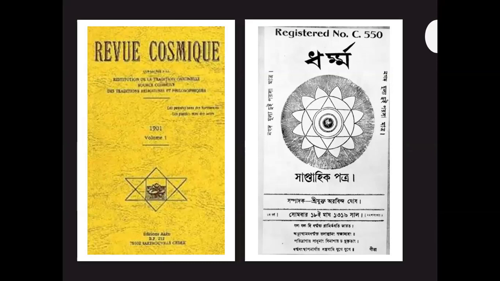So he was already using a similar symbol. And when they met, he decided to adopt that symbol as his tantric symbol. So what is that symbol?